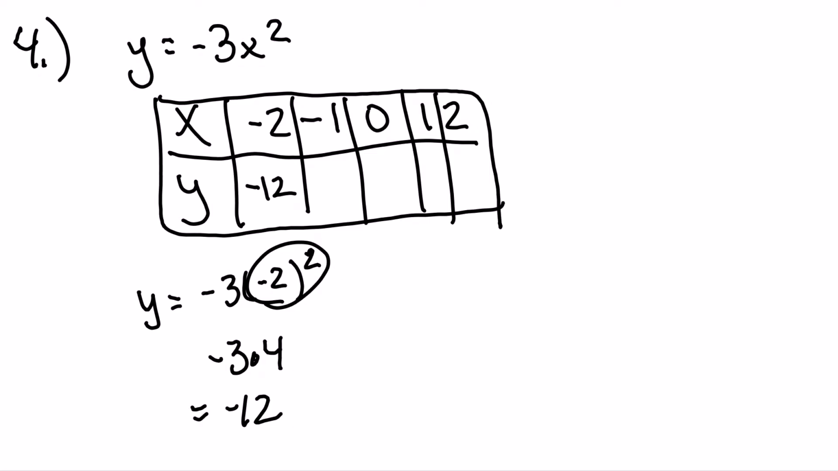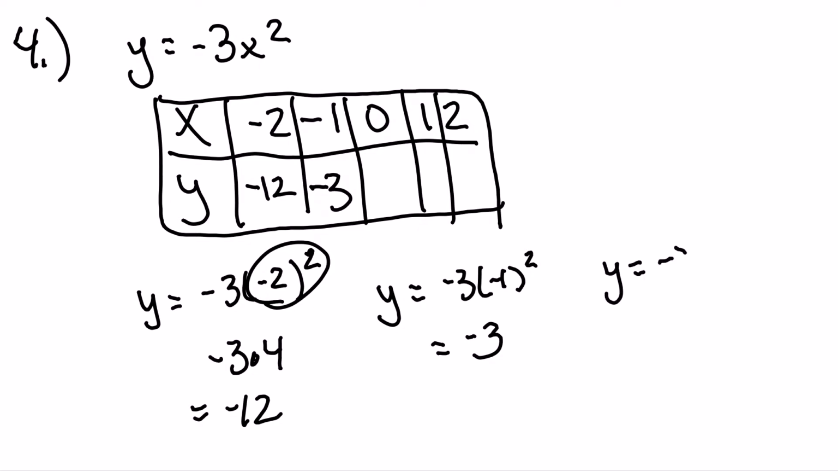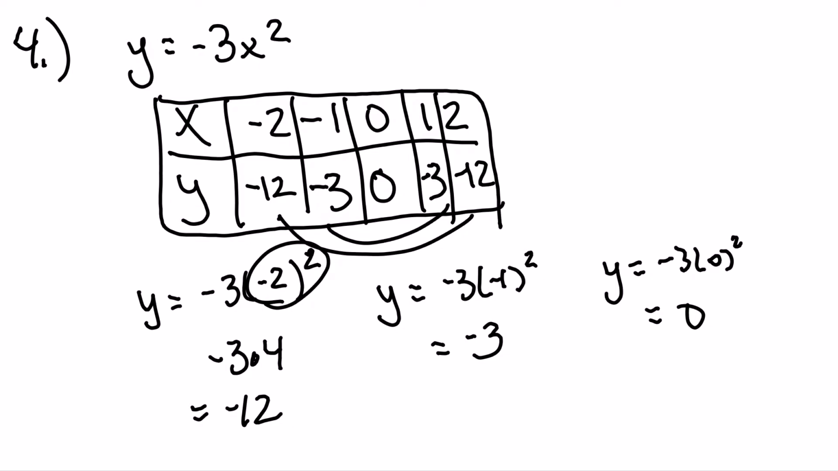Now I plug in -1. Y equals -3 times -1 squared. -1 squared is 1, times -3 is -3. I plug in 0. Y equals -3 times 0 squared. -3 times 0 is 0. Then I plug in 1, I get -3. And I plug in 2, I get -12. Notice the rainbow, because 0 is our vertex. Alright? That's it for 4.